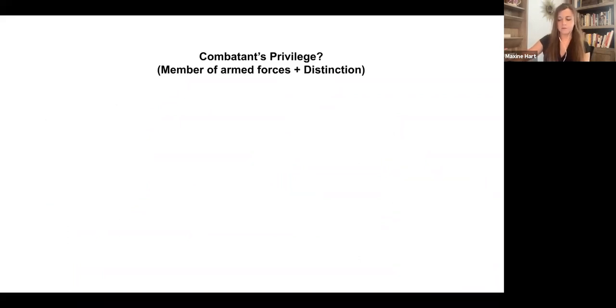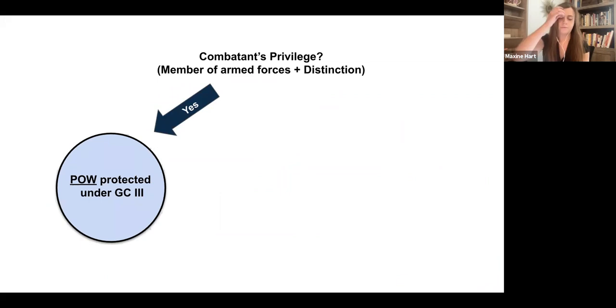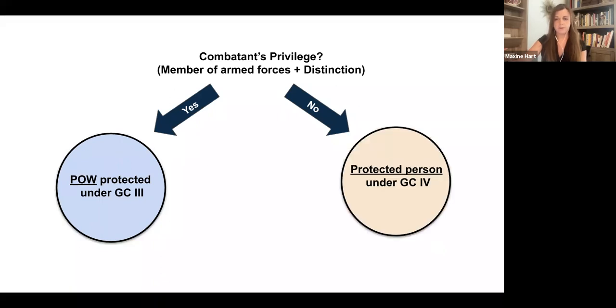And then under the other view, which is the ICRC view, you ask whether they have combatants privilege. And of course, if they do, they are POWs and they're protected under the Third Convention. If they don't have combatants privilege, then they are a protected person under the Fourth Convention, assuming that they meet the nationality requirements. But generally, the view is that IHL creates a binary and exclusive classification. So everyone is either a combatant covered under the Third Convention or a protected person covered under the Fourth Convention.